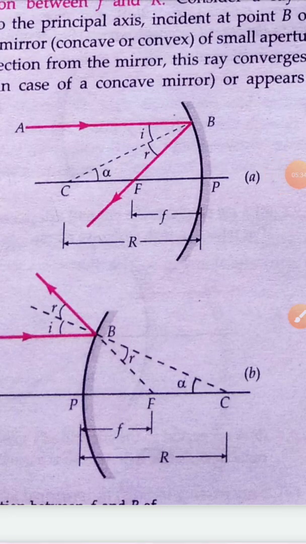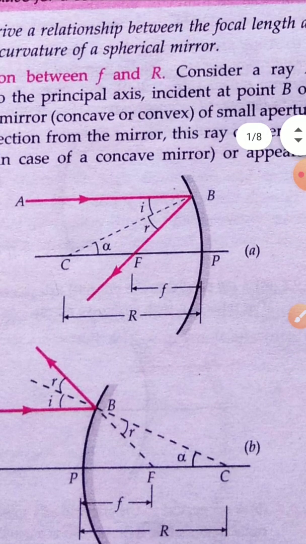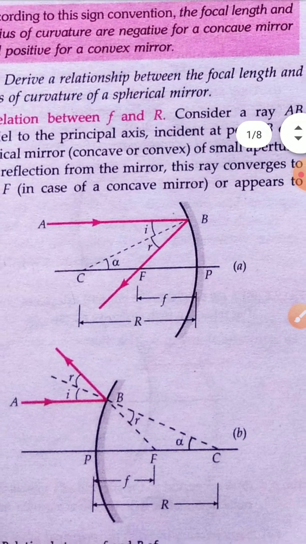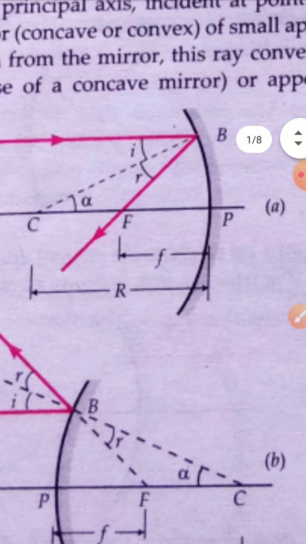Now suppose we have to prove the fact that f is equal to r by 2, where f is focal length and r is radius of curvature. So derive a relationship between the focal length and radius of curvature of the spherical mirror. This relation is f is equal to r by 2. How can we prove it? So let us see the diagram.